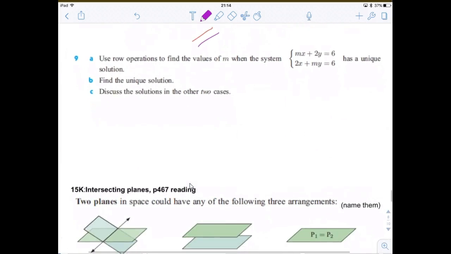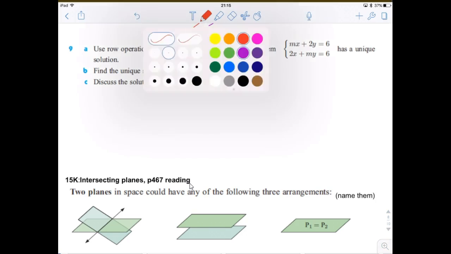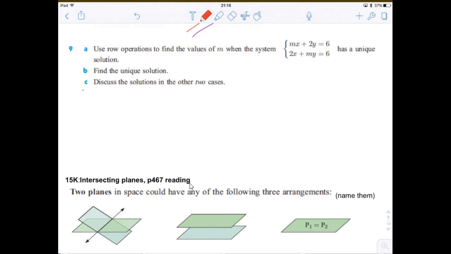Let's look at 9. Use row operations to find the values of m when the system has a unique solution, and find the unique solution. Okay, so first thing we need to do is write it in augmented matrix form, which would be m. And they make these tricky by making them algebra problems by, instead of putting just numbers here, giving us variables, right? Okay, so there's our augmented matrix.